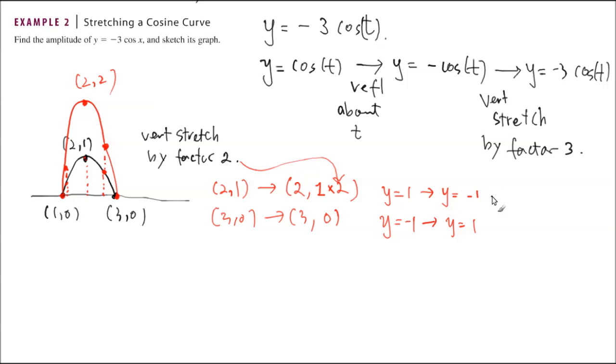Next thing is a new stretch by a factor of 3. If you stretch it vertically away from the t-axis, then you multiply these lines by 3. So negative 1 times 3, and 1 times 3. So it's 3 and negative 3. Now the amplitude is wider, and the t reference points are still the same.